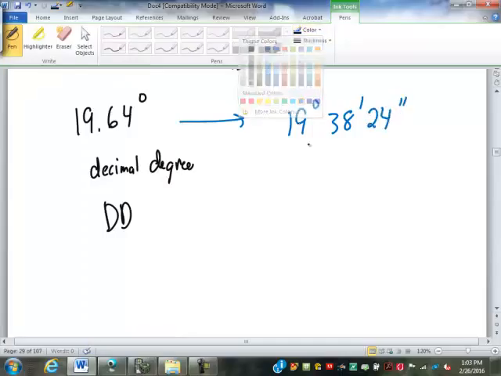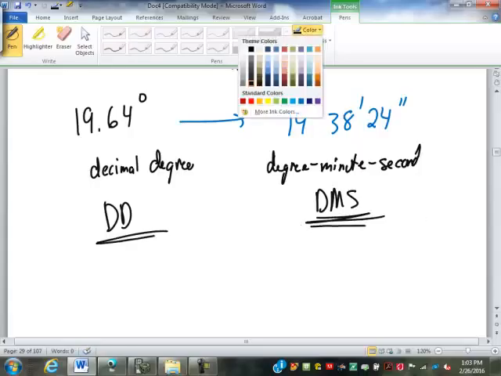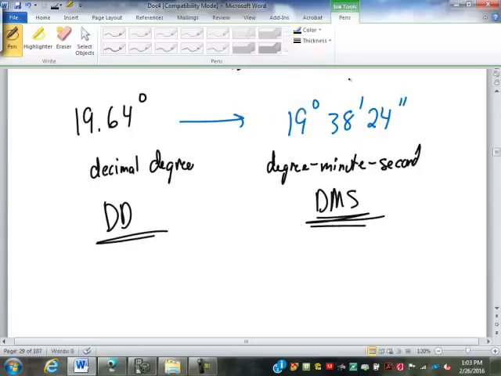This is what we refer to as degree, minute, second notation. From here on out to be known as DMS. So DD and DMS are terms that are going to be very, very important to us.